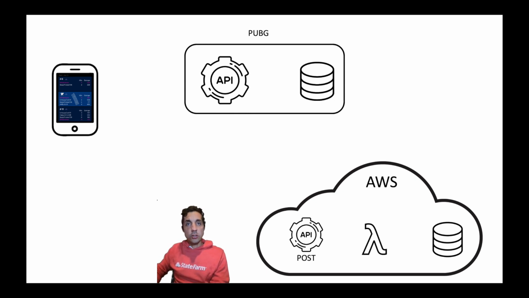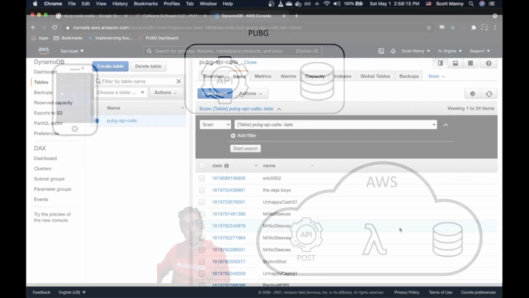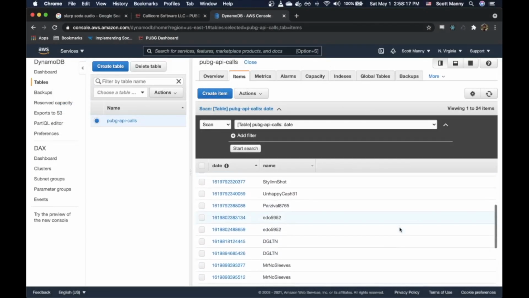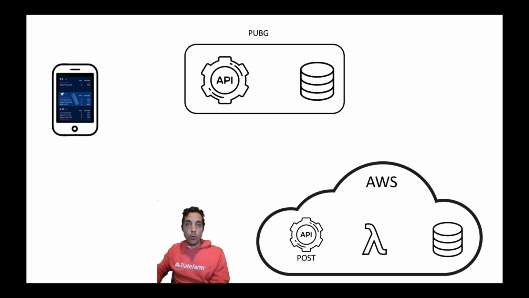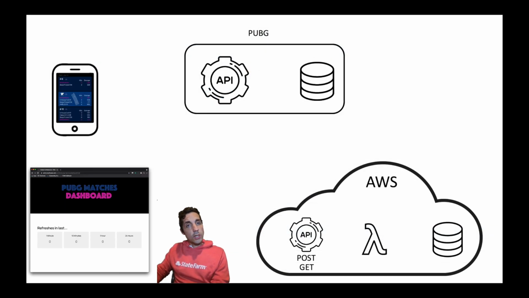So after I made the changes to the app and redeployed it to the App Store, I was actually able to monitor usage levels using the DynamoDB console in AWS, but it's not a very pretty user interface. That's what prompted me to build the dashboard using React. And that's what I did.